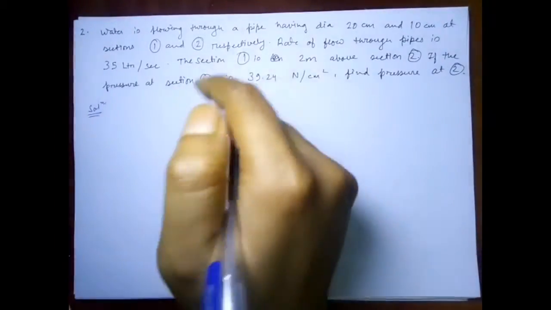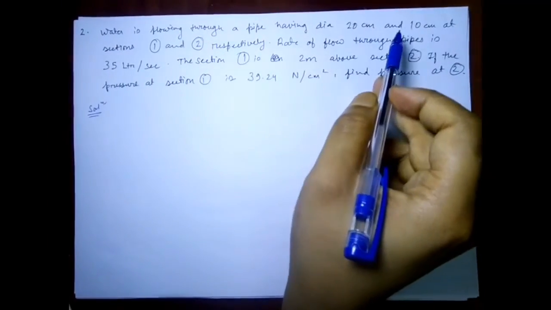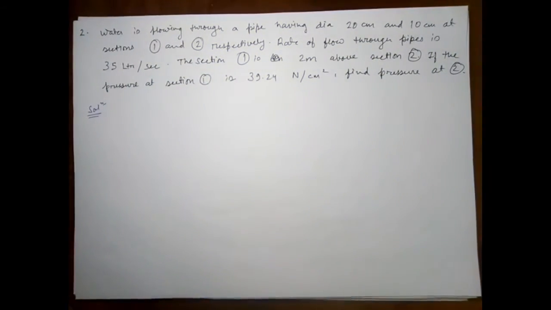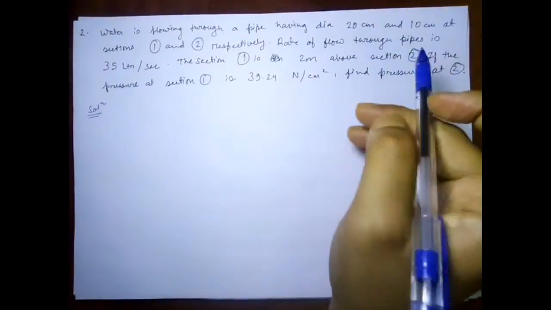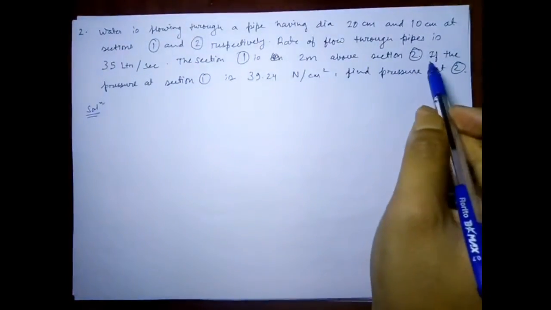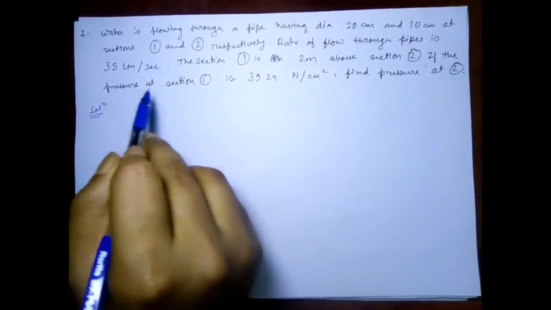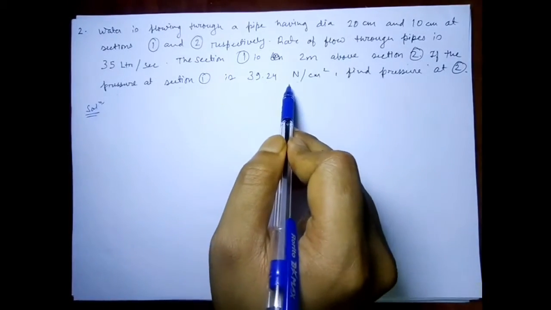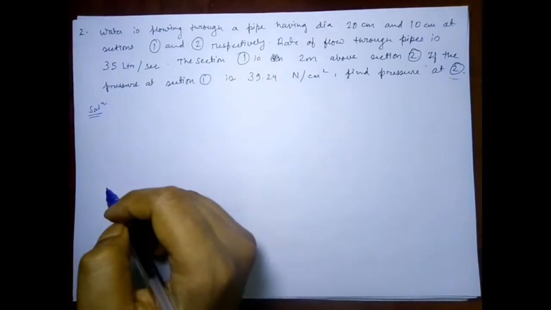So water is flowing through a pipe having diameter 20 cm and 10 cm at sections 1 and 2 respectively. The rate of flow through pipes is 35 liters per second. The section 1 is 2 meter above section 2. If the pressure at section 1 is 39.24 Newton per centimeter square, find the pressure at section 2.